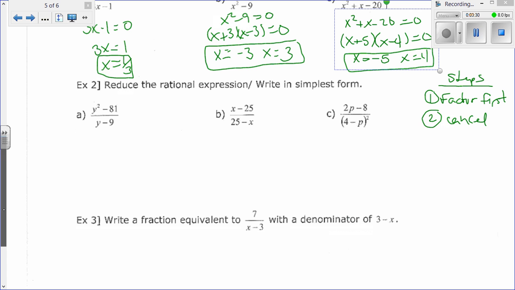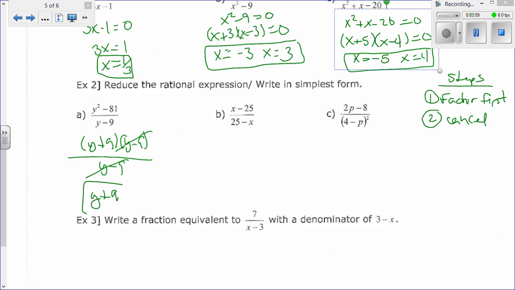So for letter A, we have y squared minus 81 over y minus 9. So I must factor before I cancel. I cannot stress that enough. So this is going to be y plus 9 times y minus 9 all over y minus 9. They both have a y minus 9 in common, so I can cross out the entire y minus 9, and I'm left with y plus 9 as my answer.